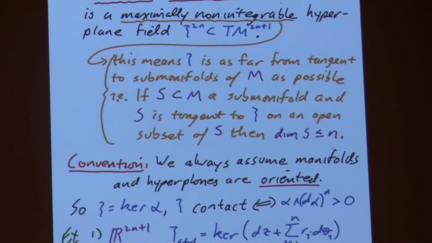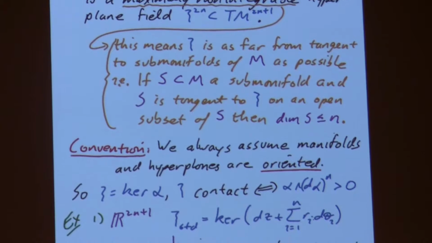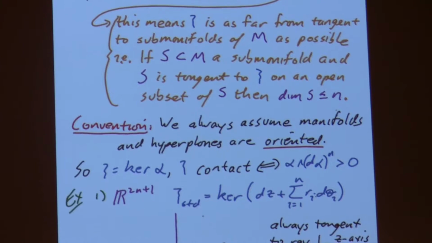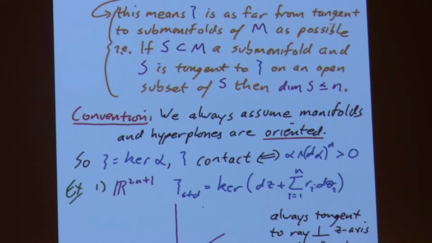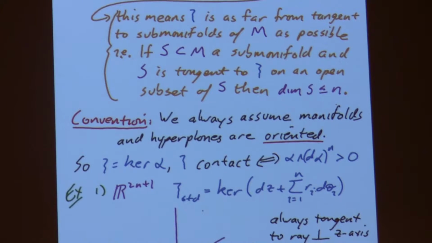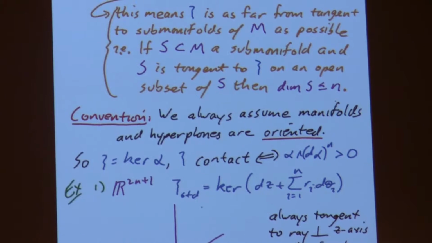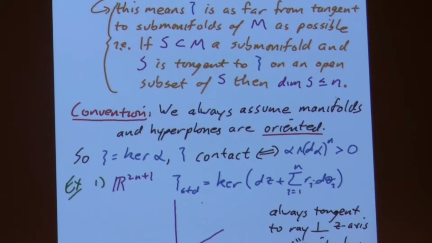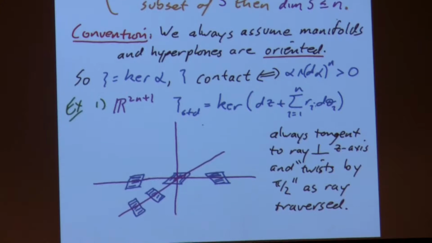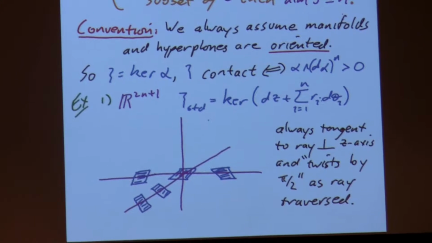It turns out that if you have a hyperplane field in a manifold, you can always find submanifolds of your manifold that are tangent to it if those submanifolds have low enough dimension. If you play around a little with the geometry of what's going on here, you can see that if you have a 2n-dimensional plane field, you can always find submanifolds that are tangent to it of dimension n and less.